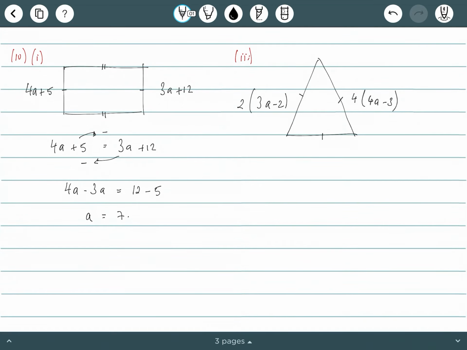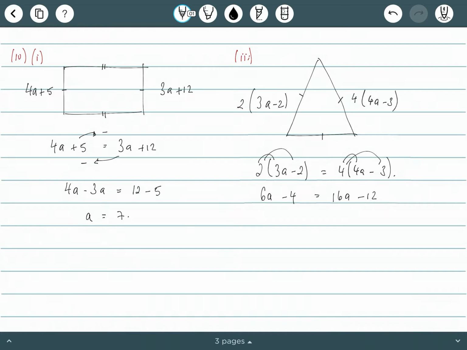Okay, now very important, lads, that I know that this side is equal to this side. There's my equation. So I have 2 times 3a minus 2 is equal to 4 times 4a minus 3. Let's multiply out the brackets. So 2 by 3a is 6a. And 2 by minus 2 is minus 4. 4 by 4a, 16a. And 4 by minus 3 is minus 12.